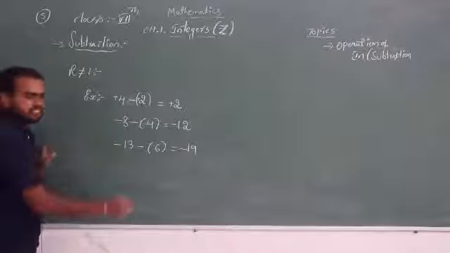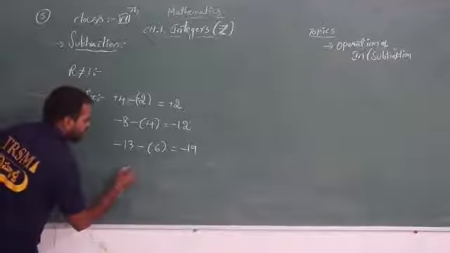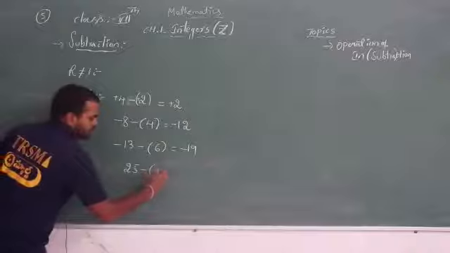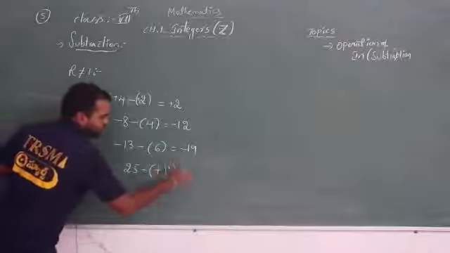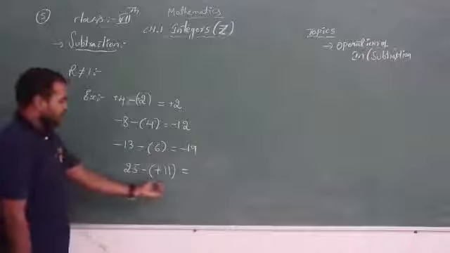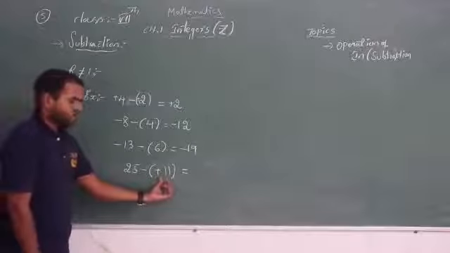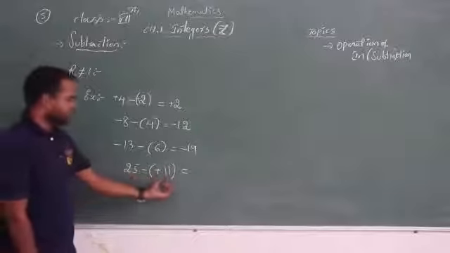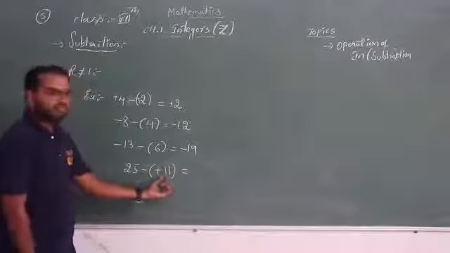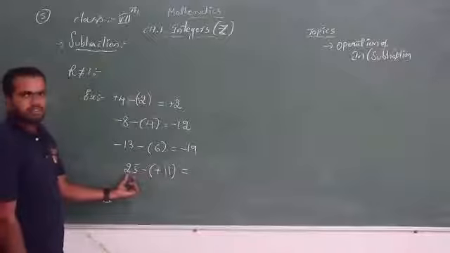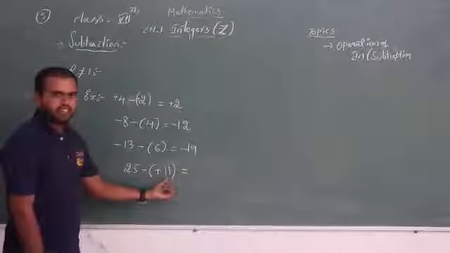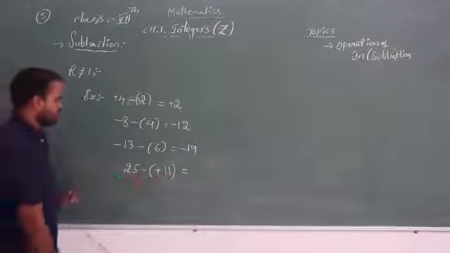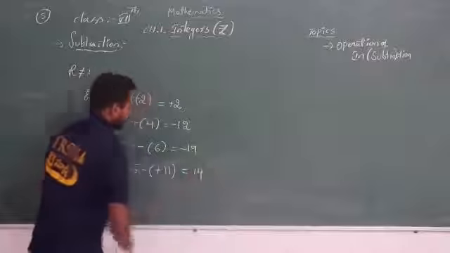Now in the same way, let's see one more example. So now I am taking 25 minus 11. Now what am I doing? I am subtracting a positive integer from a positive integer. Whenever we are subtracting a positive integer from a positive integer, what do you have to do? Simply you have to subtract. First we have to subtract. So 25 minus 11, how much will you get? It is nothing but 14.